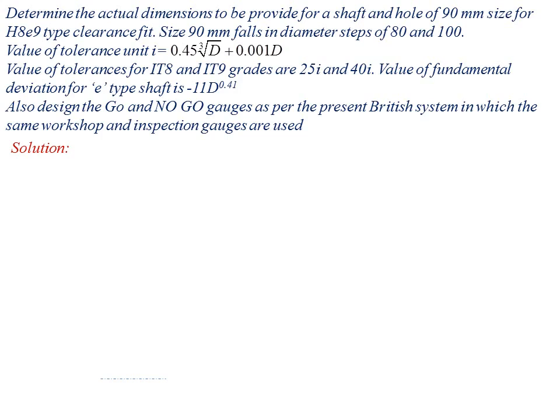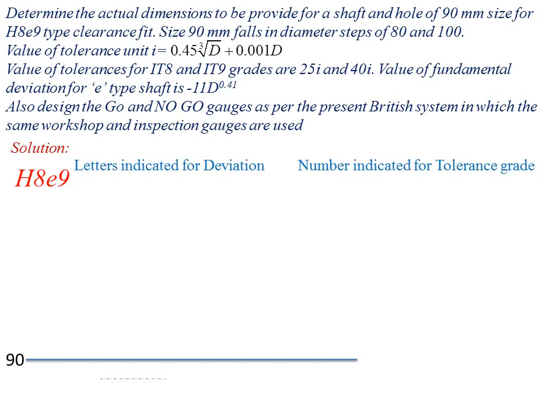So first we have to observe the basic size and draw a zero line. Here the basic size is given as 90 mm, and we draw a zero line at 90 mm. Then we have to observe the type of fit. Here the type of fit is clearance fit and it is given as H8E9. So we know that the letters indicate the deviation and the numbers indicate the tolerance grade.